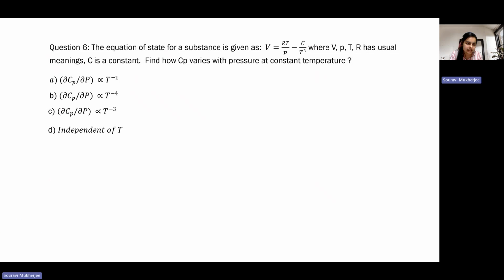So what do you have to find? You have to find del Cp by del P at constant temperature. How Cp varies with pressure at constant temperature. Del Cp by del P at constant T. That's what you have to find, right? So given this, how do we start with this kind of question? I'll give you a couple of minutes.